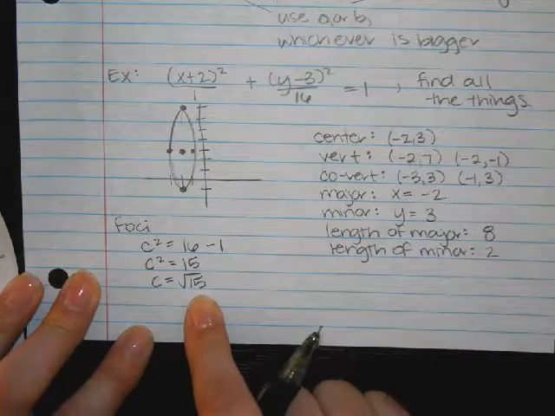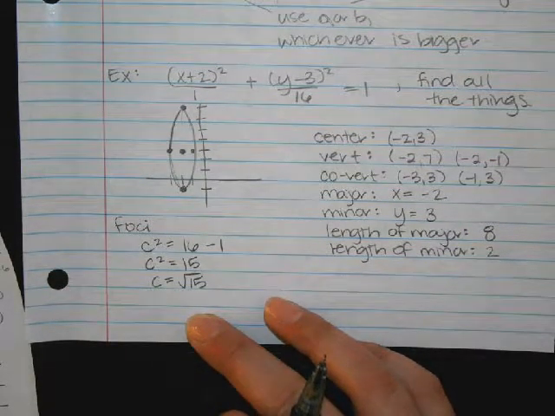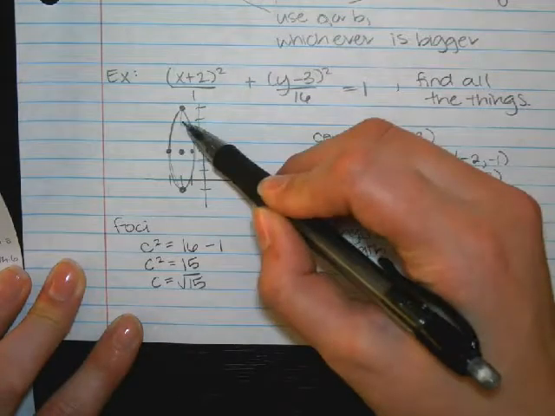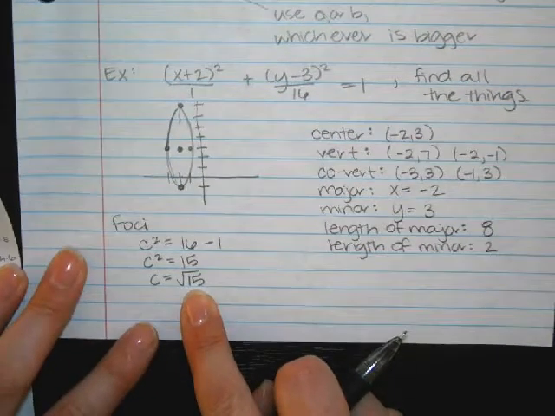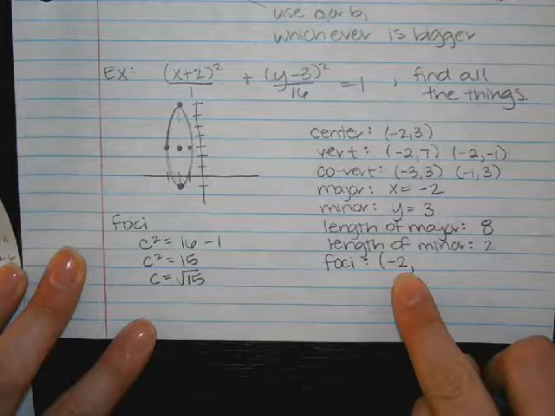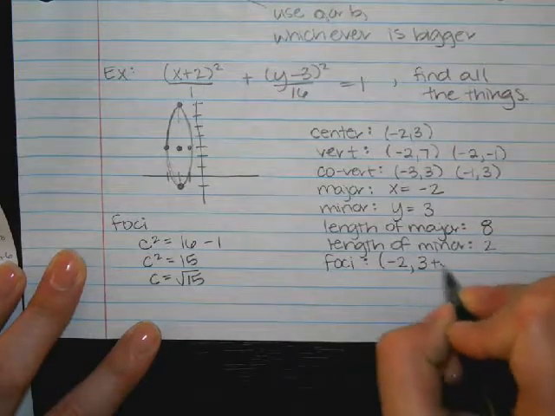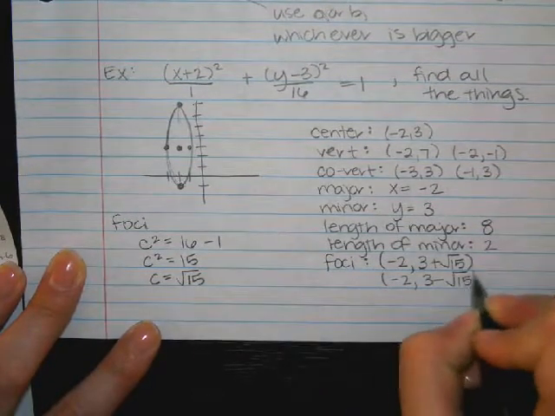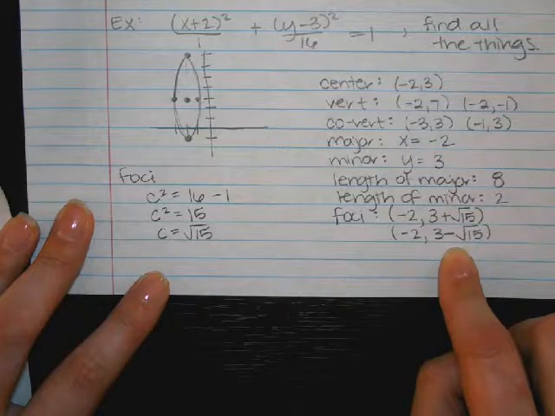Now we said that the focus shows up on the major axis. It's on that same line that your vertex is on, not your co-vertex, your actual vertex. So this particular time, the focus goes up from the center and down from the center, by a length of square root 15. Each focus is (-2, ...). The x coordinate stays the same because we're going up and down from that point. The first focus is 3 plus the square root of 15. The second focus is 3 minus the square root of 15. So these are my perfect exact answers.